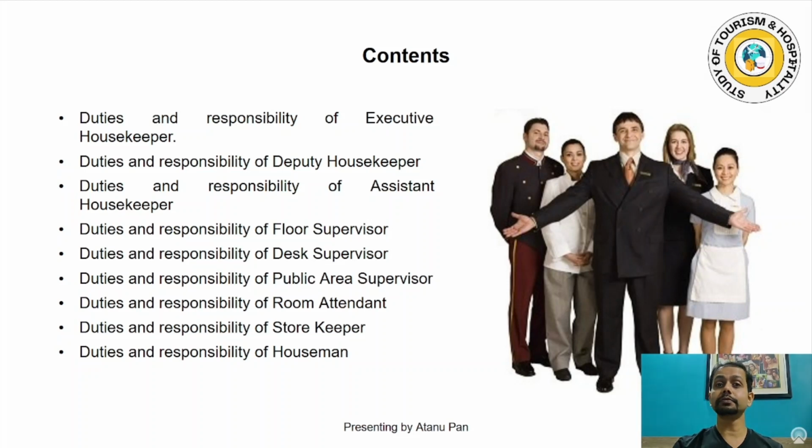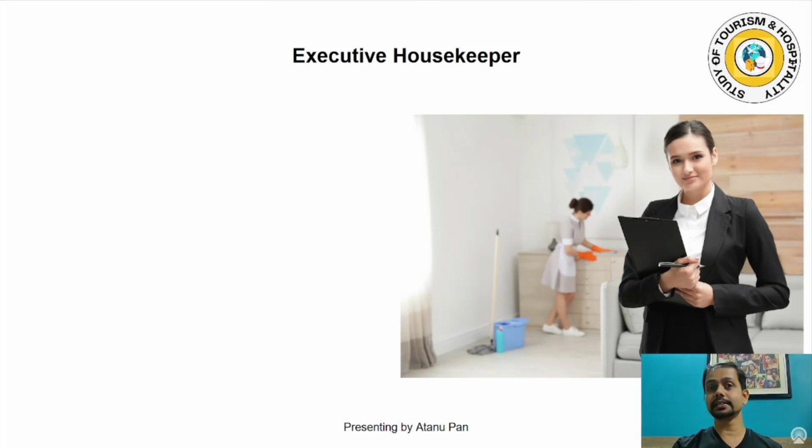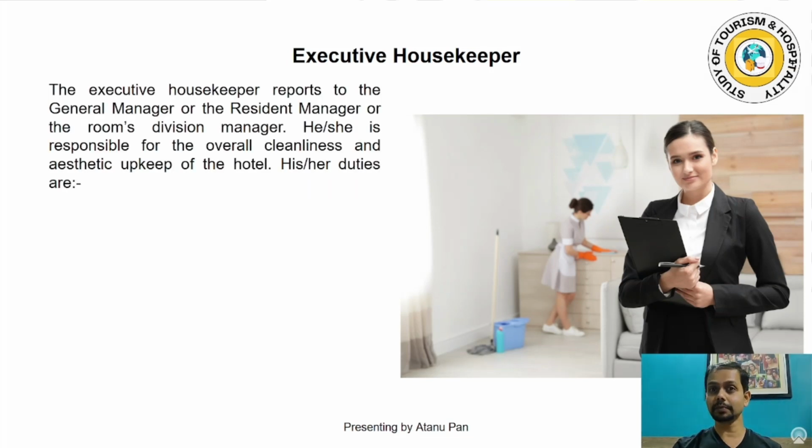All right, so we will learn what exactly these individuals do in hotels, what their major role is in the hospitality sector. All right, so the first one is the executive housekeeper. All of us know that the executive housekeeper is the head of the department, heading the hotel housekeeping department. All right, and this executive housekeeper is reporting to whom? To the general manager of the hotel. All right.